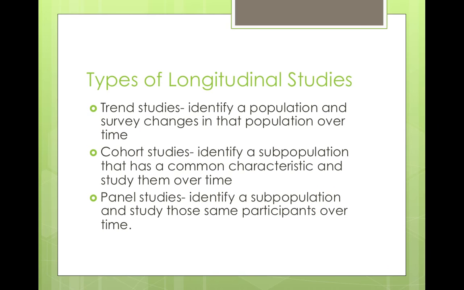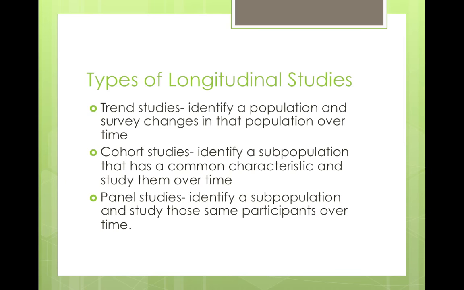There are three different types of a longitudinal study, the first being a trend study, where it identifies a population and surveys changes in that population over time, such as high school seniors. Whereas each high school senior will eventually grow up and move on, the actual group of a high school senior consistently stays the same. A cohort study identifies a subpopulation that has a common characteristic and studies them over time.